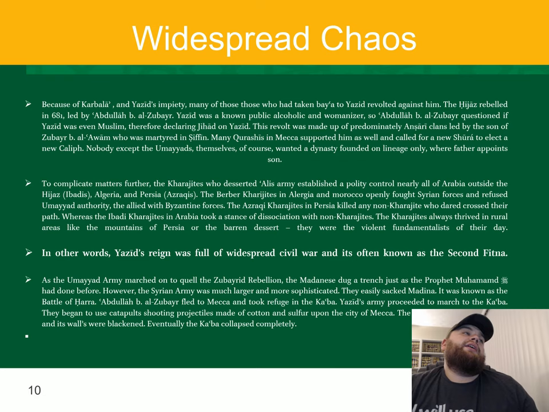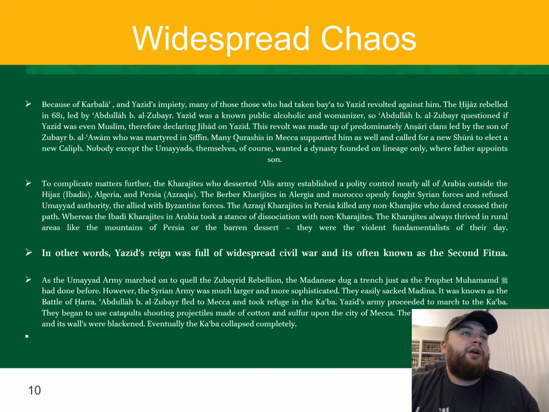And nobody around wanted a khilafah that was founded on lineage, that was going to be dynastic, where father appoints son. People didn't want that. They wanted more of a democratic republic approach where you had a shura, right? And the concept of the shura existed in pre-Islamic times. It still exists in modern Somalia. They call it the Gurti system. So this is something that still exists.